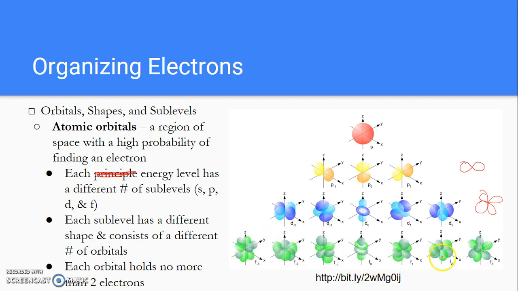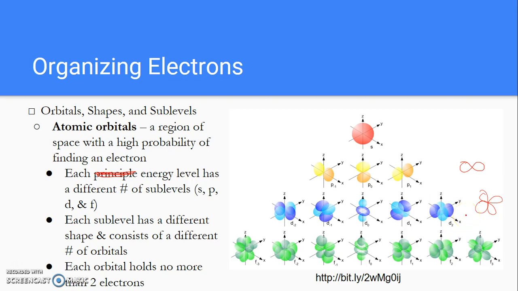Now the F. The F, I don't even know how to describe it. A lot of books just say that it's quote-unquote complex. There's 7 different versions of it. So the F sublevel has 7 orbitals.